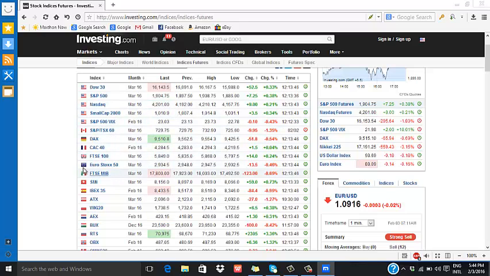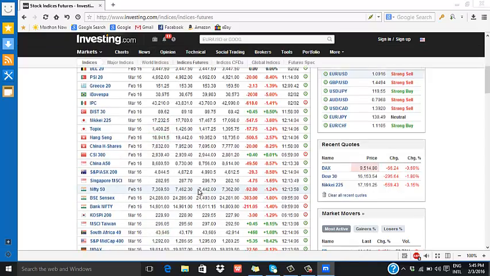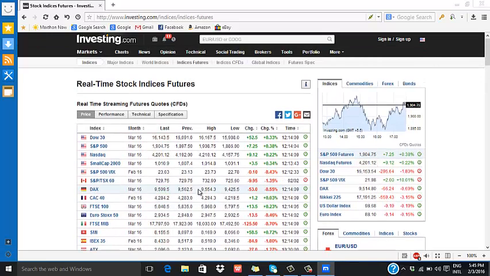And you can also see the European markets: DAX, CAC, FTSE, Euro. Then when we come down, we can also see the Asian markets: Japan, Hang Seng, China, and India. So these are all the current prices being traded in various securities and indices worldwide. Anytime, 24 hours a day, you can find the changes taking place in all the equity indices the world over in this particular page, which is real-time stock indices futures.